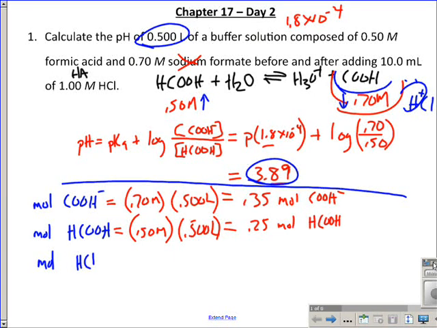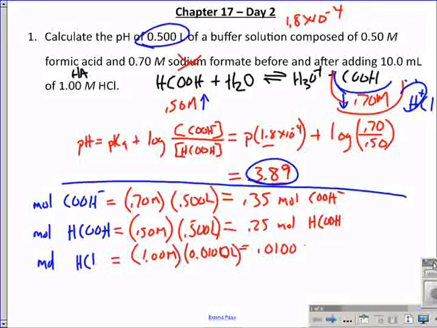Now, the last thing I really need to do is find my moles of the HCl, and that's the same calculation. I have a molarity of 1.00 molar times my volume in liters. So remember, I've got to take my 10 milliliters and change it into liters. Another sig fig there. So when I multiply that out, I get 0.0100 moles of HCl, which is also 1-to-1, going to give me, as a strong acid, that many moles of H+.